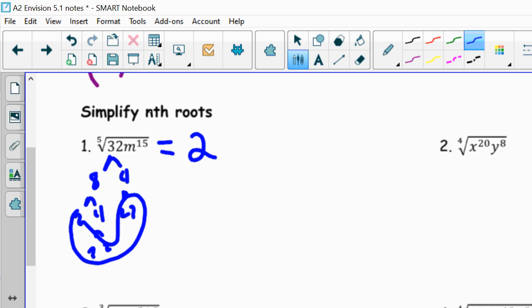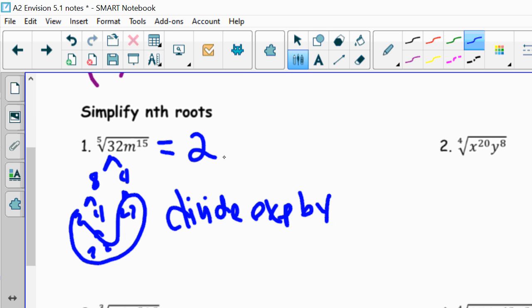So now m to the 15th. The fifth root of that, the easiest way to do this is to divide your exponent by your index. So here my exponent is 15. 15 divided by 5 is 3, nothing left over. So since there's no remainder, there's nothing going to be left underneath my radical. So m to the, again, 15 divided by 5 is 3, so m cubed comes out. So 2m cubed.